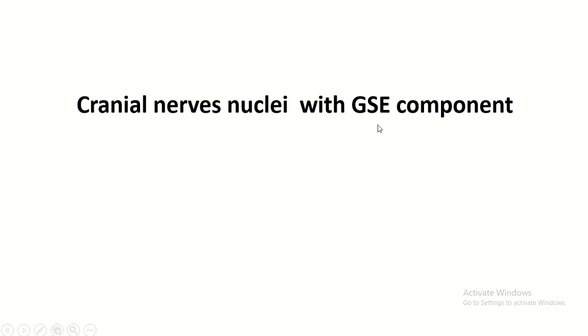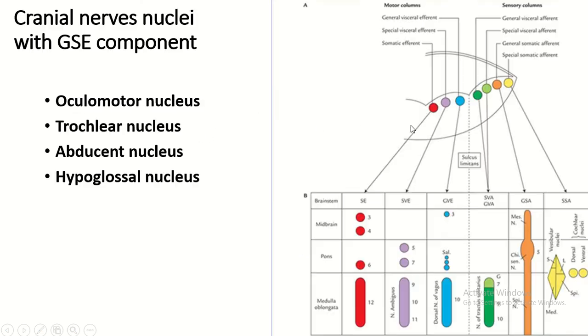Cranial nerve nuclei with general somatic efferent component: oculomotor, trochlear, abducens nuclei, and hypoglossal nuclei. This is the midbrain. It contains 2 nuclei, the oculomotor nucleus and the trochlear nucleus. In the pons, the abducens nucleus is present, and in the medulla oblongata, the hypoglossal nucleus is present.